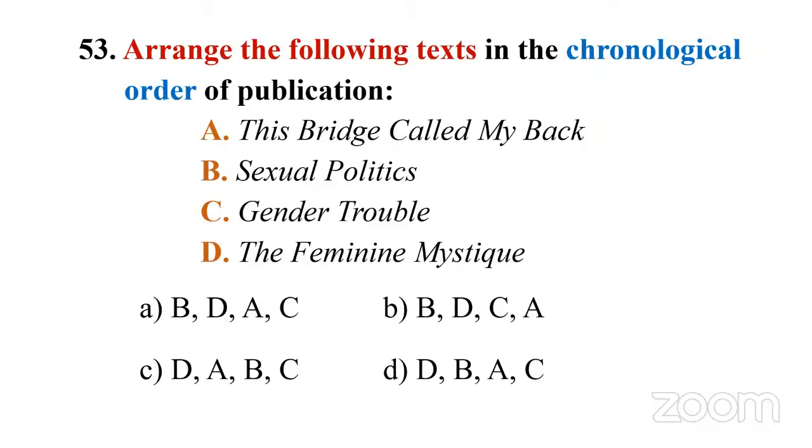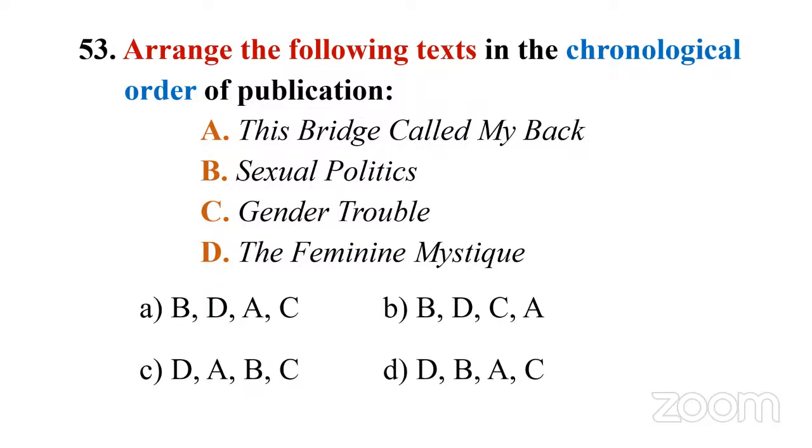Then let's go to question 53. Arrange the following texts in the chronological order of publication. We have four. Capital A, This Bridge Called My Back. B, Sexual Politics. C, Gender Trouble. D, The Feminine Mystique. Then we have four options, the order. Option A: B, D, A, C. Option B: B, D, C, A. Option C: D, A, B, C. Option D: D, B, A, C.